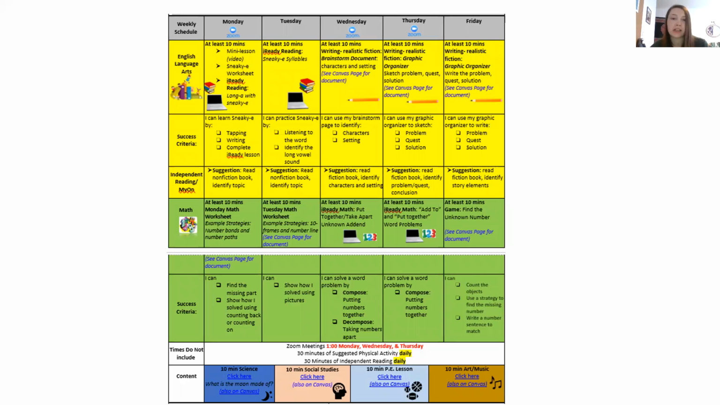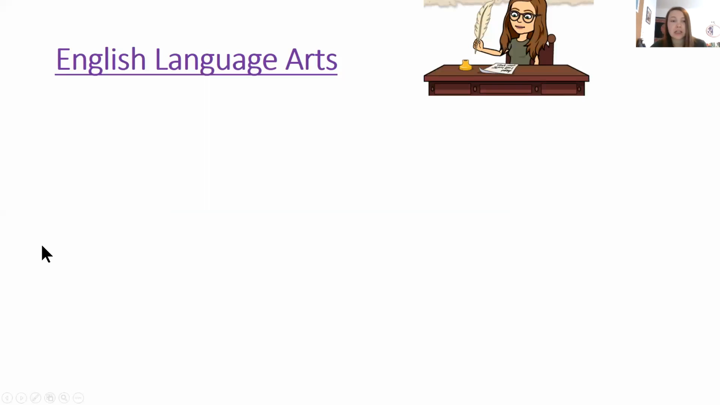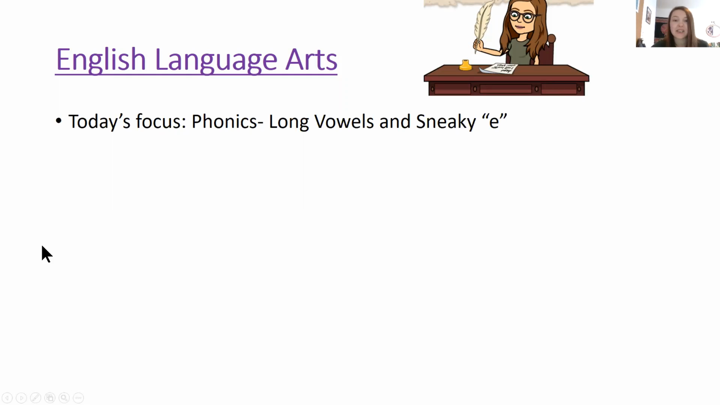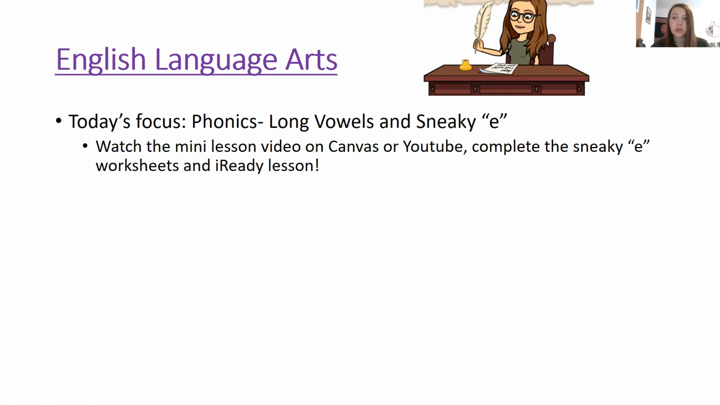As always, you can find a brief description of each lesson on Canvas, along with the success criteria that I will go over in today's video. Today for English Language Arts, our focus is a phonics focus, and the focus is on long vowel sounds and the sneaky E rule. So today you will need to watch the mini lesson video on Canvas or YouTube. After you watch the video, you can complete the Sneaky E worksheets and the iReady lesson on the computer.